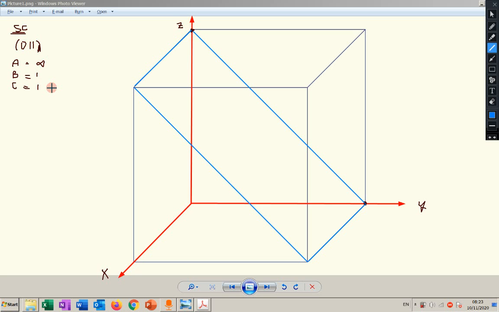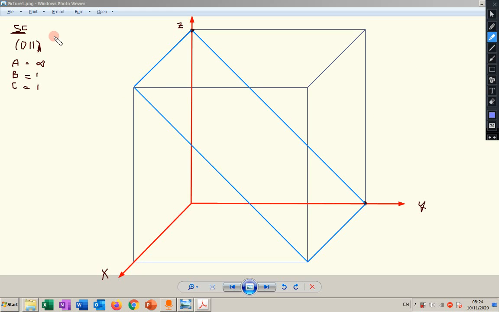Now, drawing the plane is independent of the crystal structure. The crystal structure doesn't matter. However, finding the planar density requires the crystal structure. Why? Because for planar density we need the atom arrangement, and we need the length of this plane. Because we're calculating the area, we need the width and length of this plane.